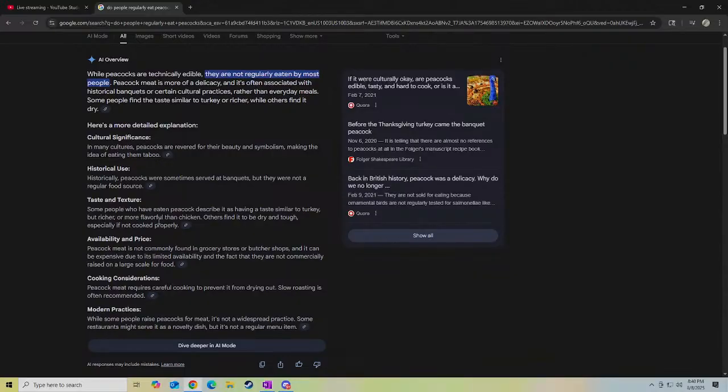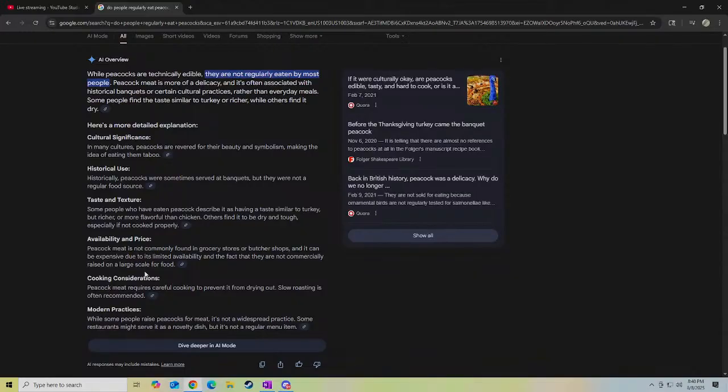Some people who have eaten peacock describe it tasting similar to turkey, but richer, more flavorful than chicken. Others find it a little dry, though, if not cooked properly. Peacock meat is not commonly found in grocery stores or butchers, and it can be expensive due to its limited availability and the fact that they are not commercially raised on a large scale. Oh, okay.